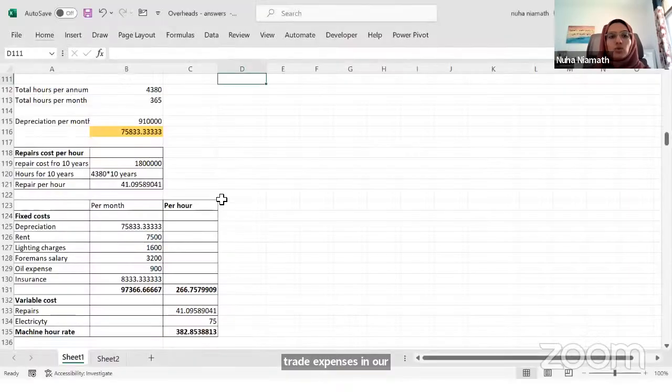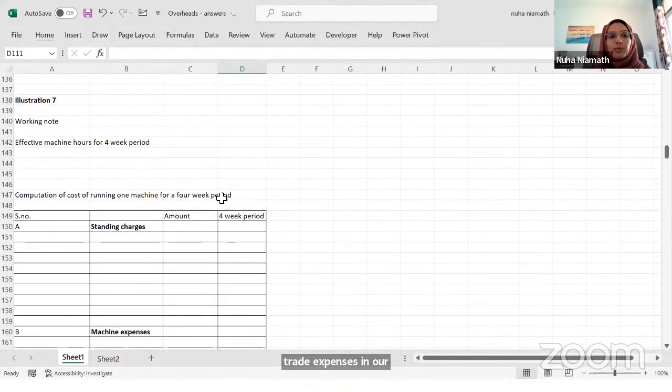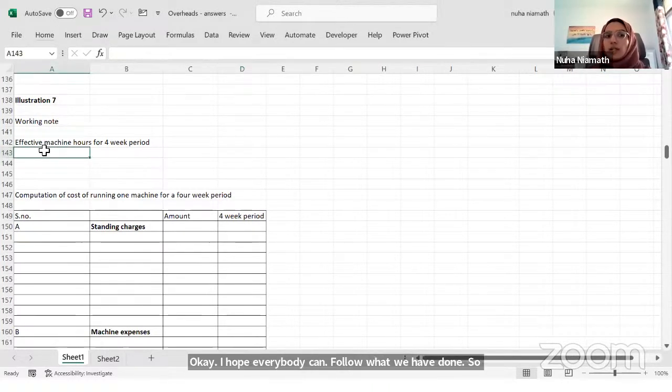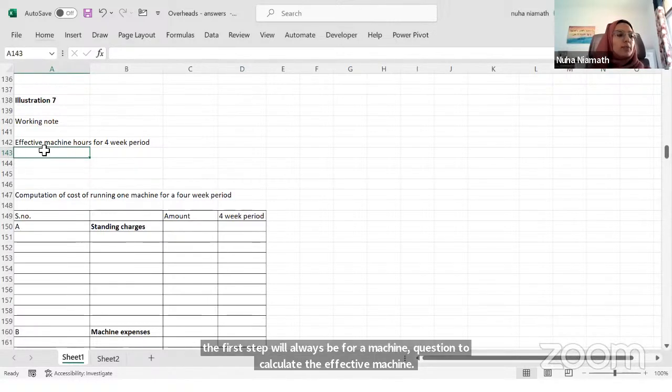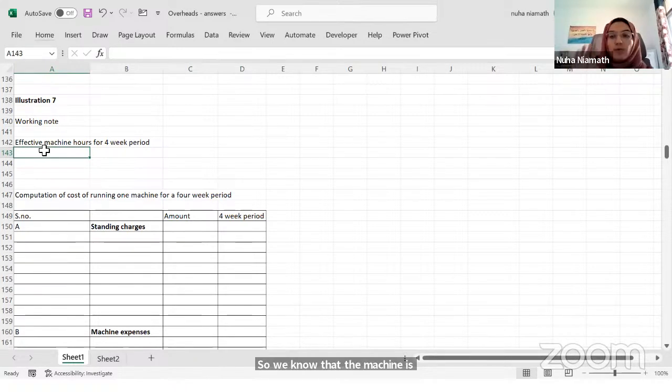Okay, so I hope everybody can follow what we have done till now. The first step will always be, for a machine hour rate question, to calculate the effective machine hours for that period. We know that the machine is working, and we have to calculate for a 4-week period.